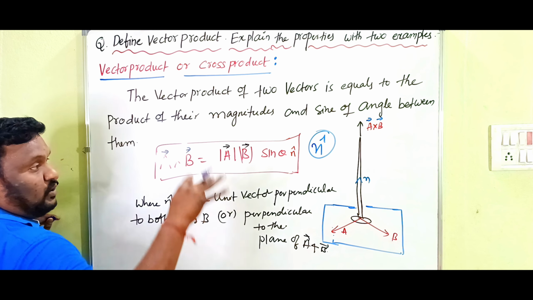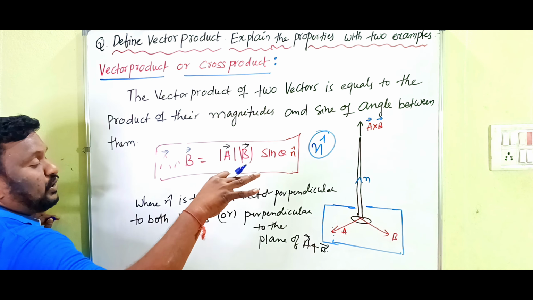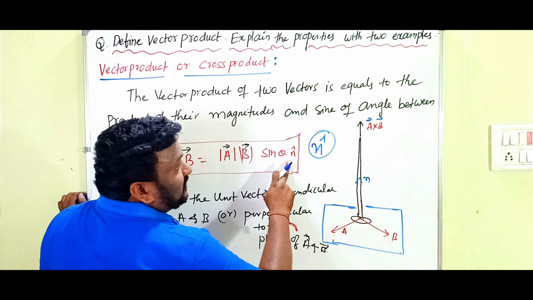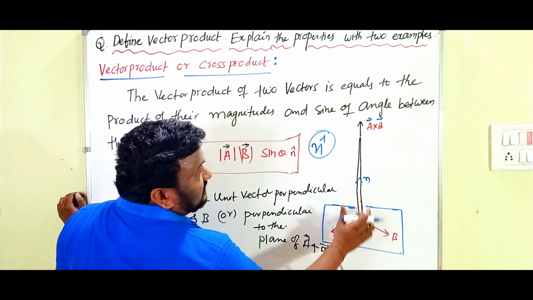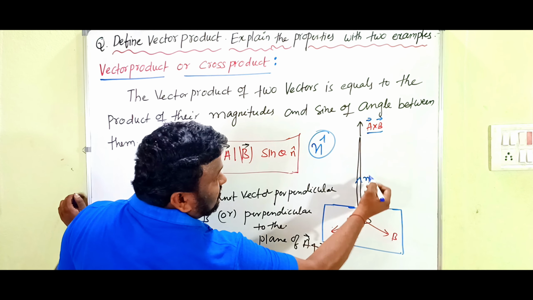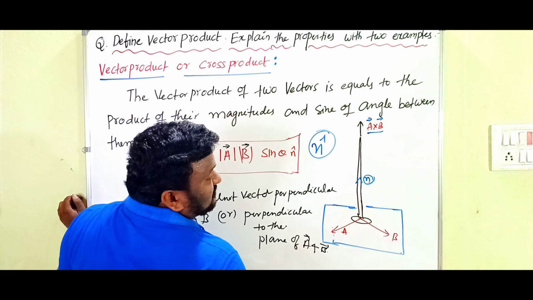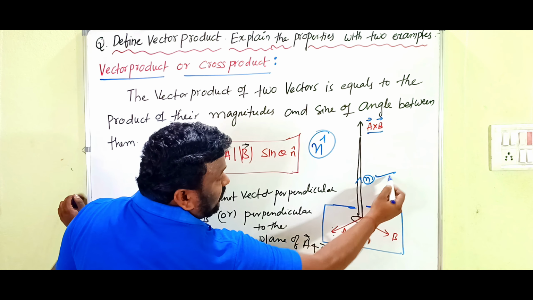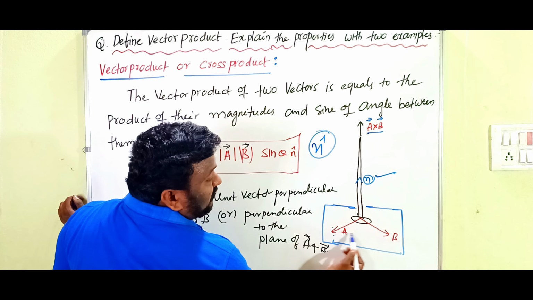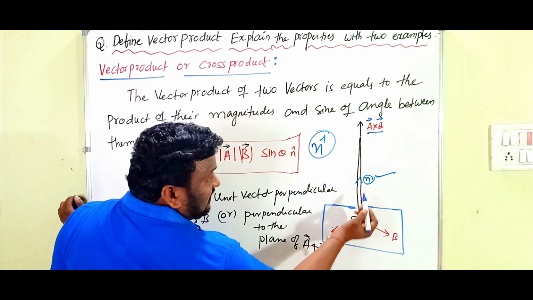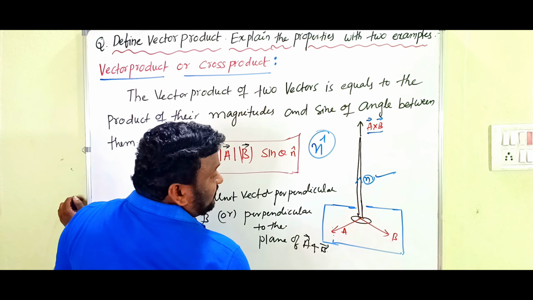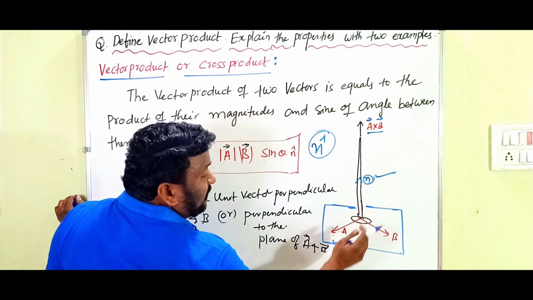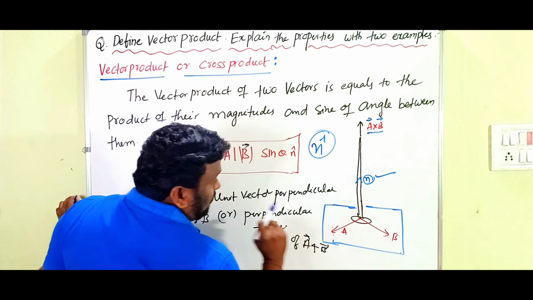So here in this case the vector product should be like this. Here n is the unit vector and we are showing it like this. A cross B is in this direction and n is also in the same direction. Clear? n is a unit vector that should be perpendicular to A and B. It is perpendicular to both A and B vectors, and that should be perpendicular to the plane of A and B.